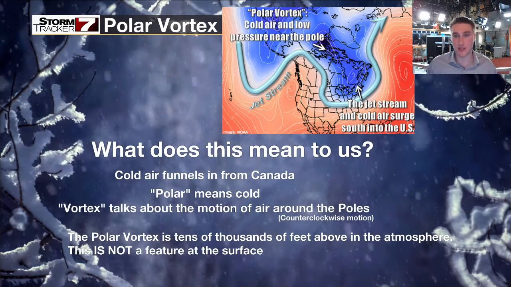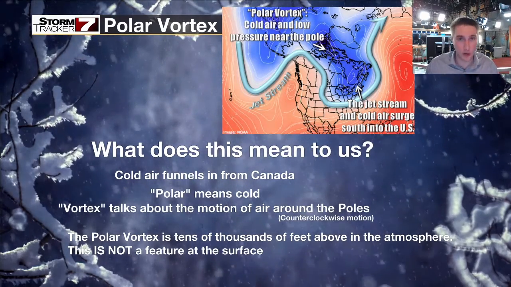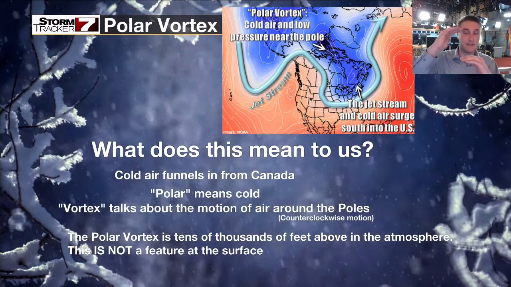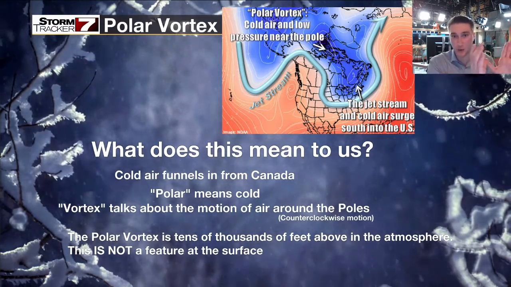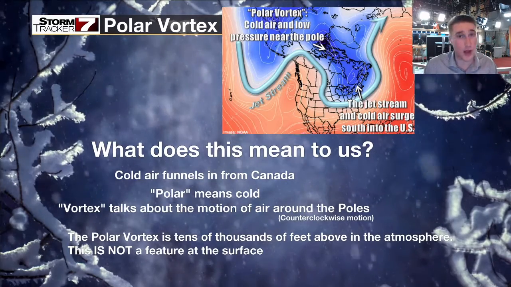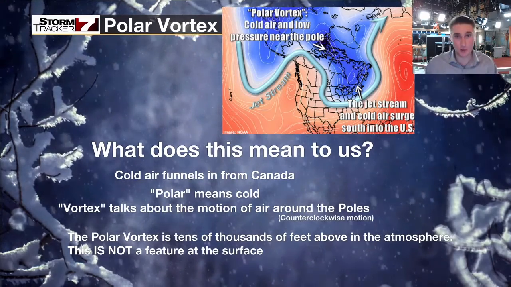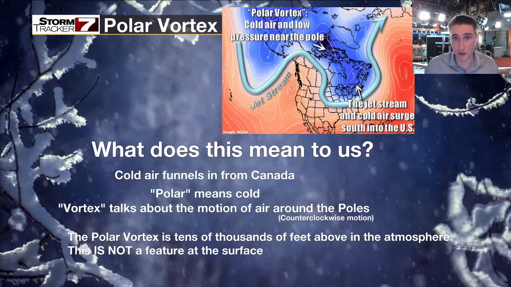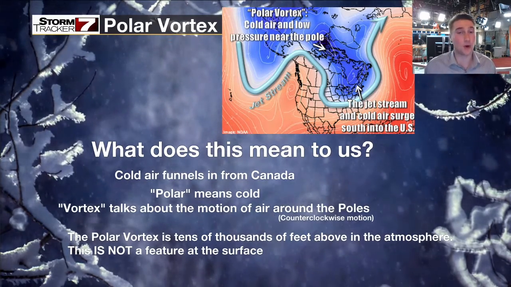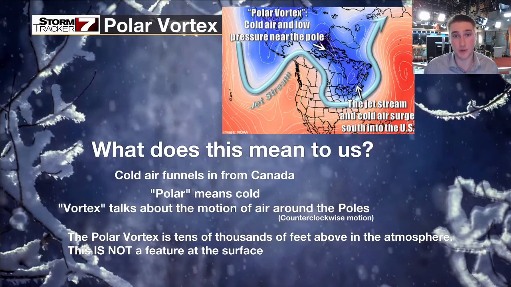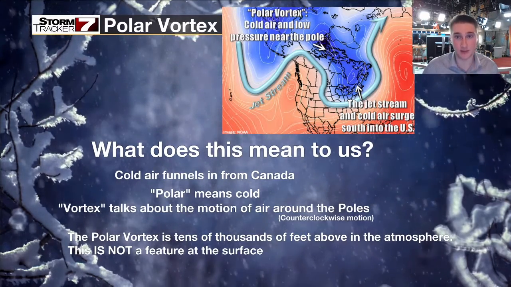Now, this vortex is essentially a cold column of air extending up tens of thousands of feet above the Earth's surface. So it's a cold column moving from central Canada over into our area. This has absolutely nothing to do with us here at the surface, but the feature itself brings in much colder air and cold weather throughout portions of the winter months for us here in the Ohio Valley.